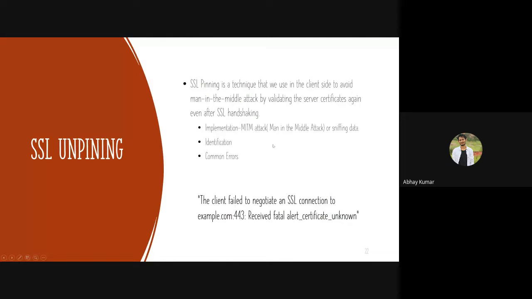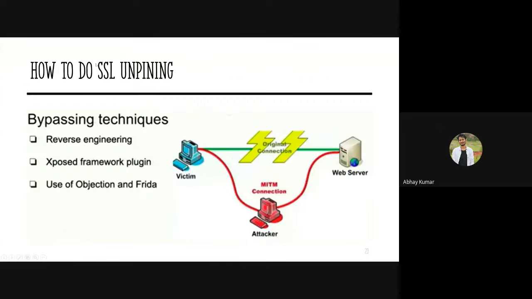I've told you that SSL unpinning is nothing but a MITM attack, we can say. If you have not implemented SSL unpinning, you will get this error: the client failed to negotiate an SSL connection to the example URL, twitter.com 443, received fatal alert certificate unknown. You will get this error in Burp Suite if you are trying to intercept an SSL pinned application.